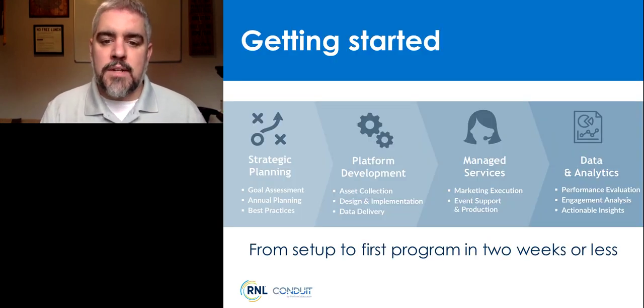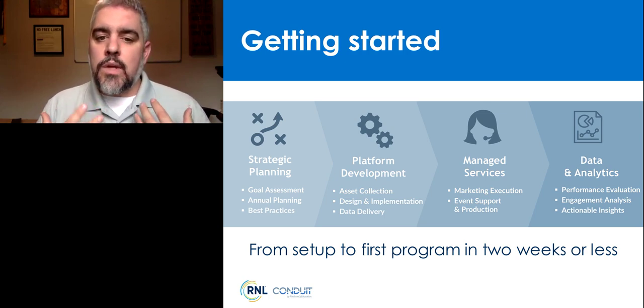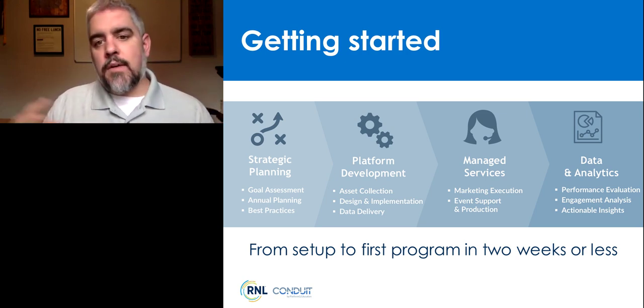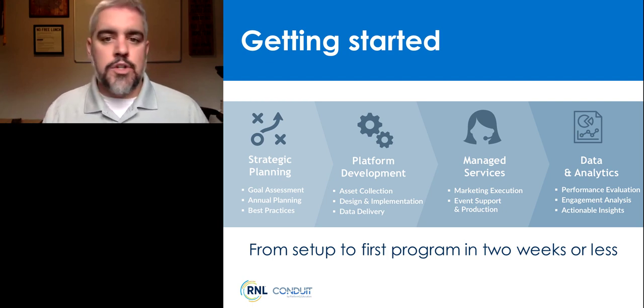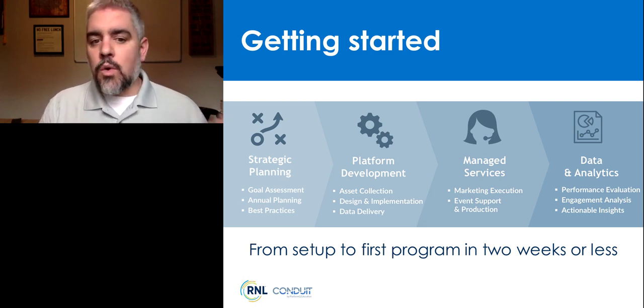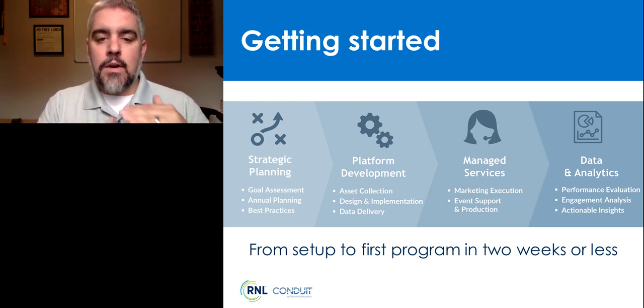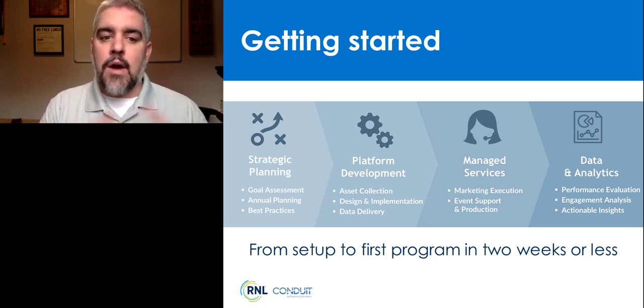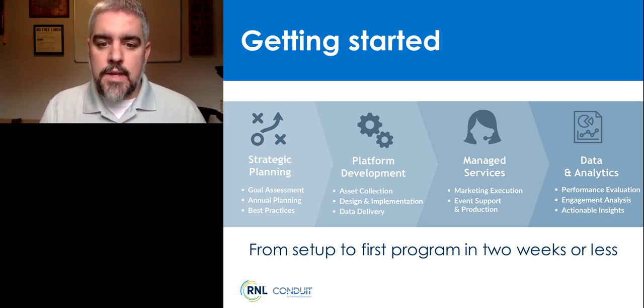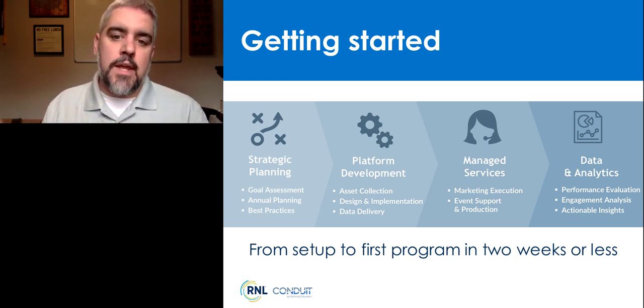And from a timing perspective, this is achievable within 2 weeks or less. So when you work with the Conduit team aligned with your RNL programs, we can go from strategic planning to event execution in under 2 weeks, depending on how quickly we can get all your creative and collateral and approvals in place, right? So we start with goal assessment and annual planning. In parallel, we'll develop your platform, build out that institutionally branded experience, design it, implement it, get approvals, and then comes the managed services element.